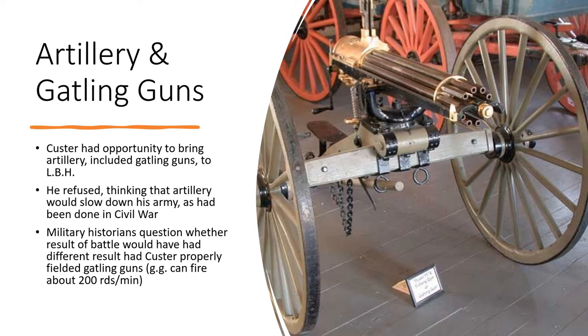So a weapon like this, used properly by Custer, could have ensured his victory over a much larger Native American force. And of course, we know the disastrous effects that machine guns could have on cavalry. We've seen that in the later conflicts, especially the First World War. So Custer made a lot of mistakes in dividing his force and in not taking advantage of the logistical capabilities he had, and not using things like artillery, which might have turned the tide of the battle in his favor. He just thought that the artillery would slow him down too much.